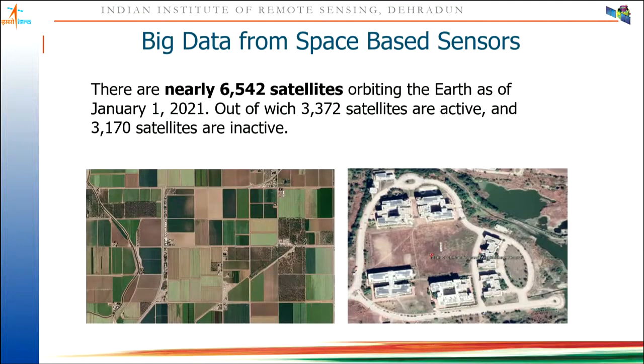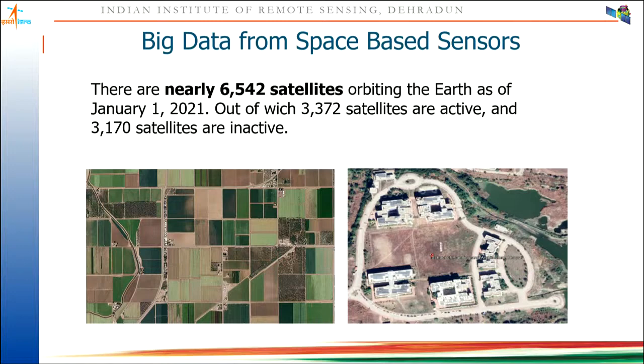From space-based sensors also, a lot of data is being generated these days. In a very brief summary, around 6,542 satellites were orbiting the Earth as of January 1, 2021. You can think, around 6,542 satellites are in orbit, out of which around 3,372 satellites are active. Now you can think how much data they are generating and how much data they are sending back to our Earth. So I am just making a background for why these geocomputation techniques are required.